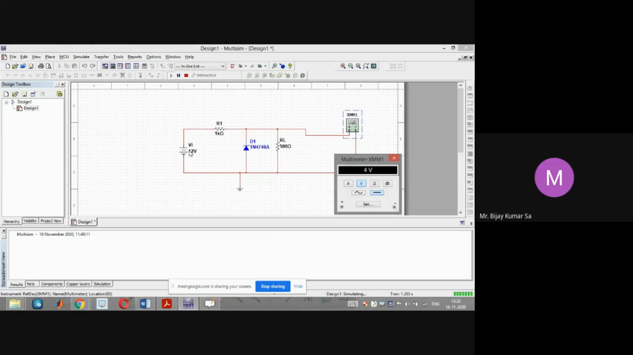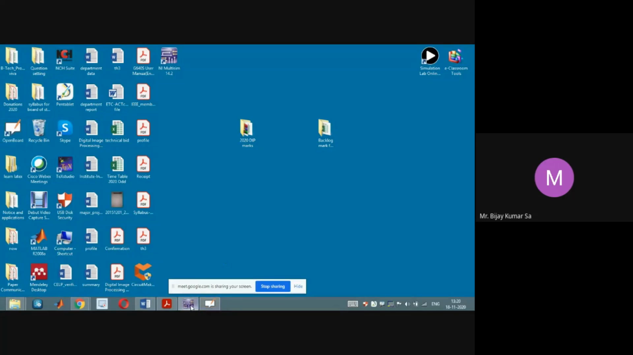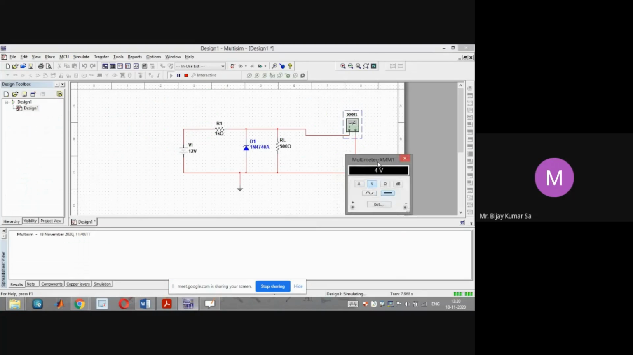So we are applying a VI which is less than VI minimum. VI minimum we have calculated 30.15 volt, right? So 30.15 minimum VI is required to turn the zener diode on. Otherwise, the V output will be same as VL. VL is getting calculated to be 4 volt. So we are getting 4 volt.